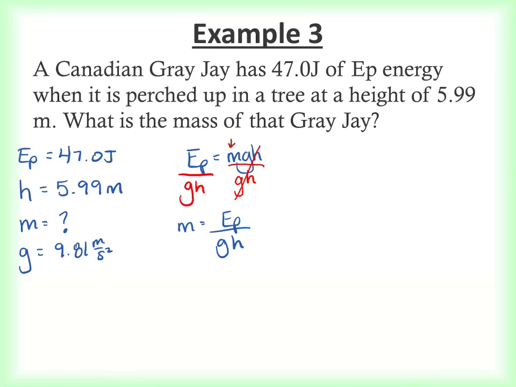Okay? So these ones are actually really, really nice to rearrange. Basically, if you have to solve for M or H, just divide by the other two. Okay? And that's all it's ever going to be. So it's actually a pretty easy one to rearrange. Okay, so my potential energy was 47.0 joules. I'm dividing by G times H, so that's 9.81 meters per second squared, times the height, which is 5.99 meters. Again, when you're typing it into your calculator, make sure you put the denominator, the 9.81 times 5.99, in its own brackets. Okay, and what do I get?